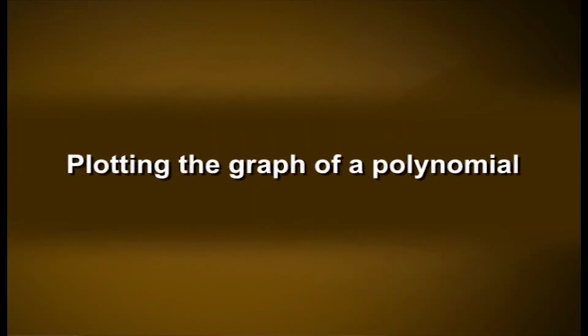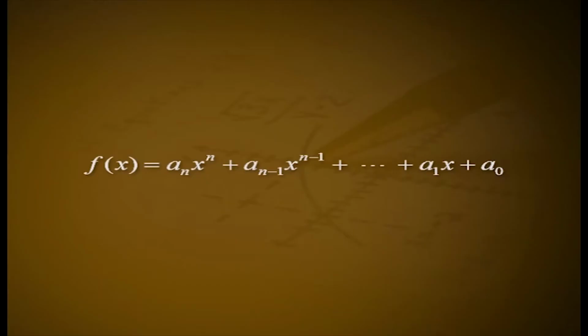Plotting the graph of a polynomial. A real polynomial function is a function f from a subset of R to R of the form f of x is equal to a_n x raised to n plus a_(n-1) x raised to n minus 1 plus etc. plus a_1 x plus a_0, where the a's are real numbers.